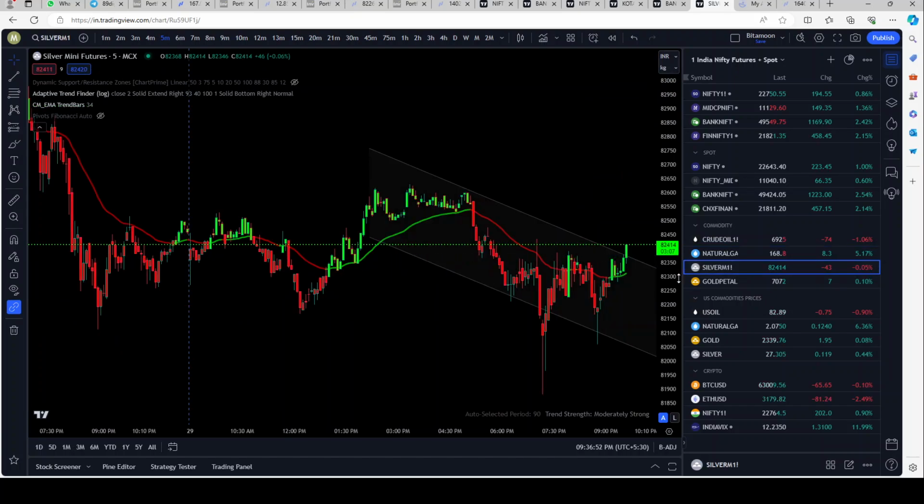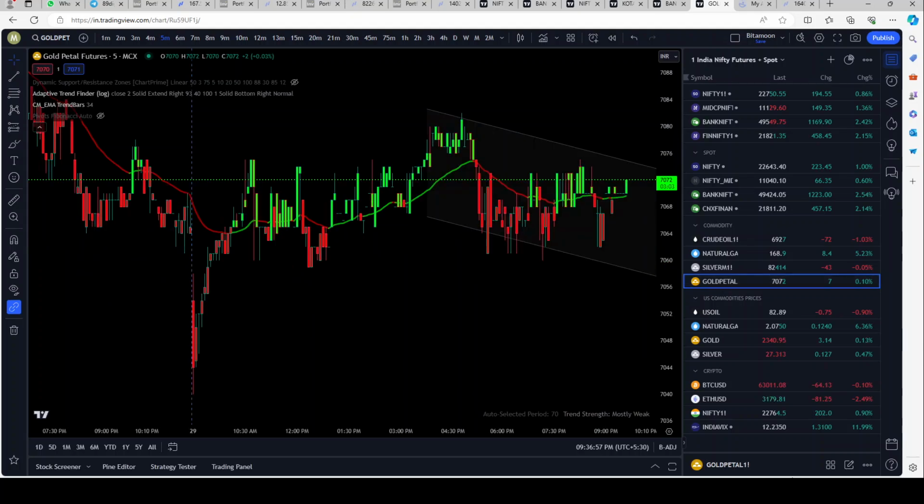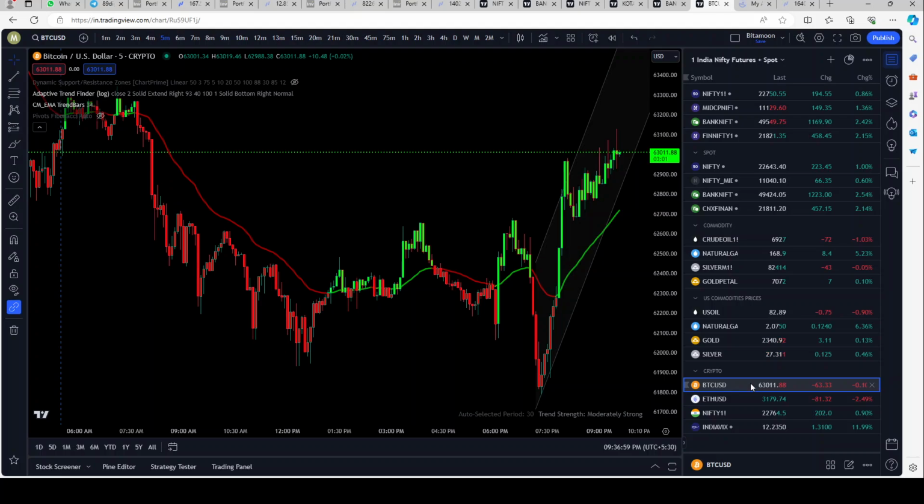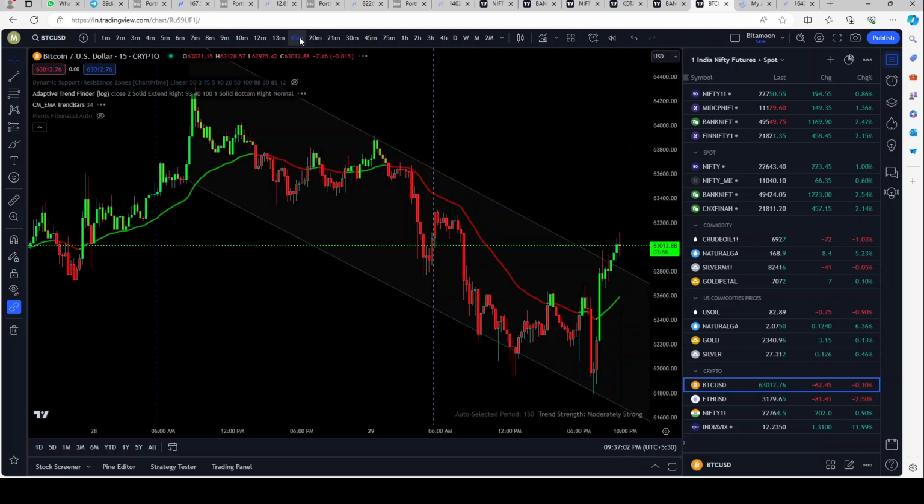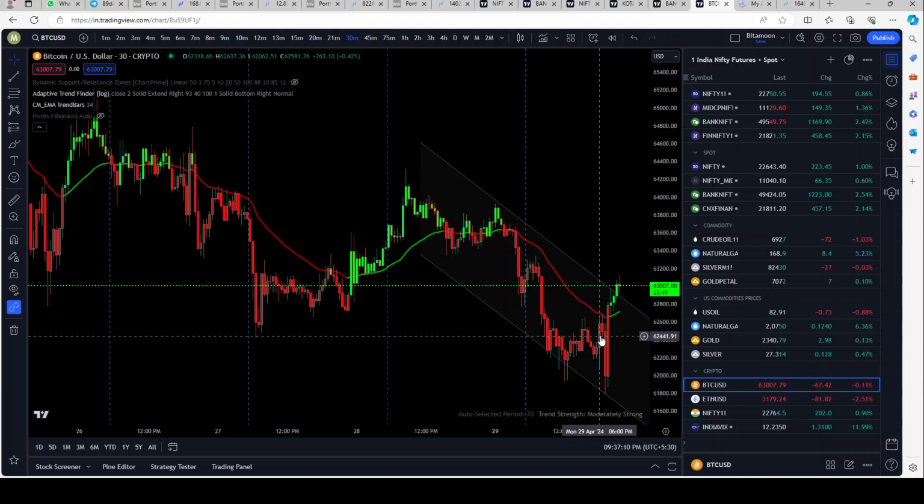Silver breaking out, gold, and so on and so forth. You can use it for Bitcoin as well. Bitcoin, probably use it on a 15-minute or 30-minute time frame. It depends, but what happens is it clearly shows you when a downtrend is ending. This Bitcoin is a live chart, and it's telling you that an uptrend is beginning.